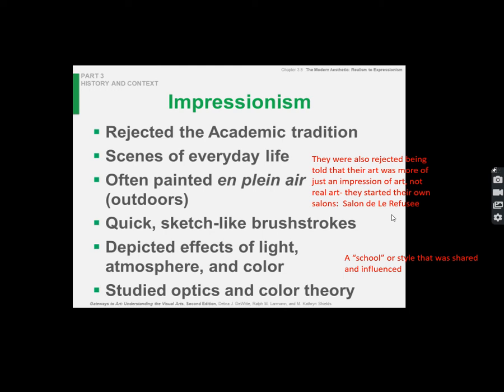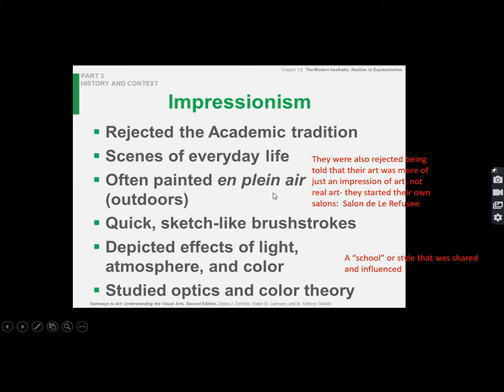They were told that their art was an impression of art, or that's an impression of a painting. That's not a real painting. And so they started their own salons. They were also salons de la refusée. So they're rejecting the tradition.